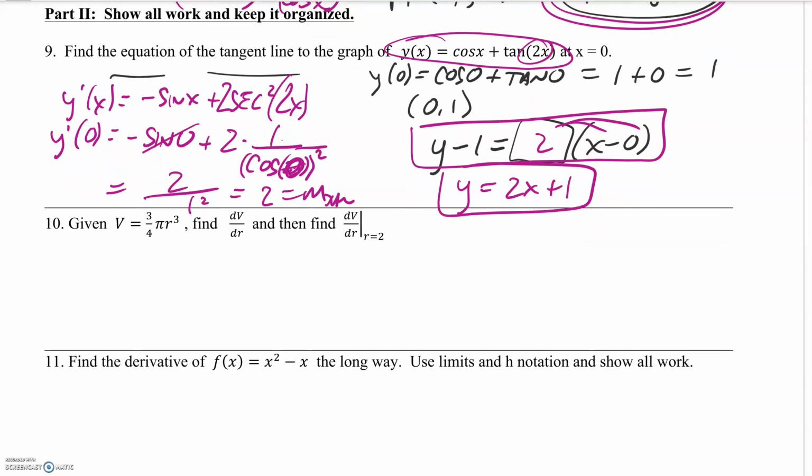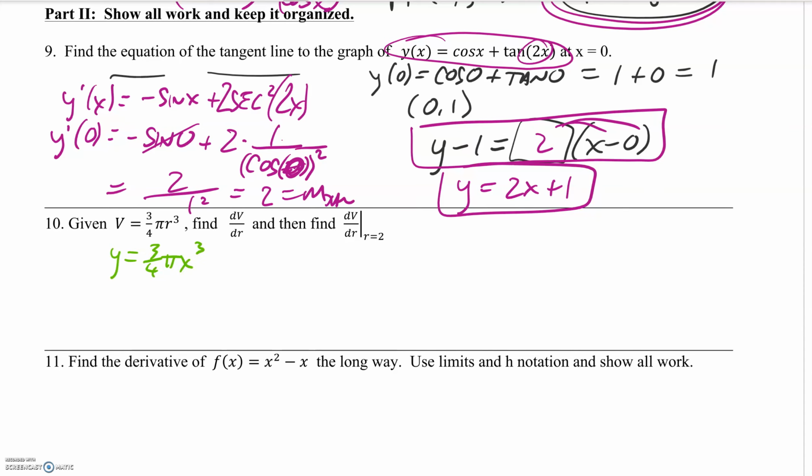Next problem, number 10. So I'm looking at the derivative of v with respect to r. You can pretend like those are y's and x's if you want. All right, let me change that up. Let's use some different colors here. So think of this as y equals 3/4 pi x cubed.